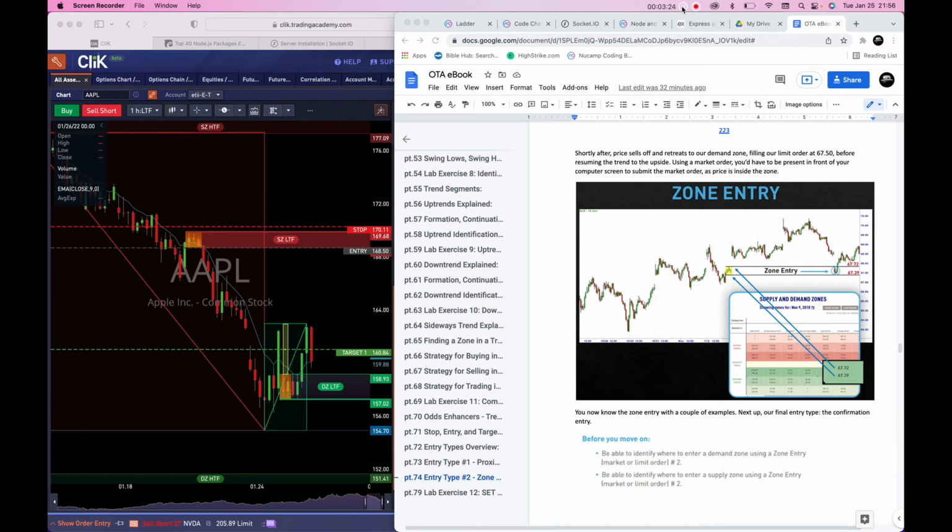You now know the zone entry with a couple of examples. Next up, our final entry type, the confirmation entry. Before you move on, be able to identify where to enter a demand zone using a zone entry, and be able to identify where to enter a supply zone using a zone entry. Both zone entries could be a market or a limit order.